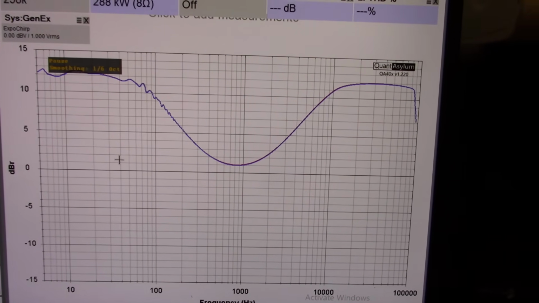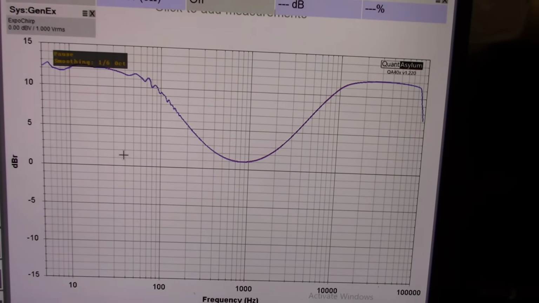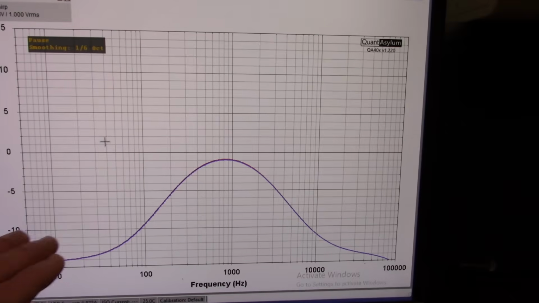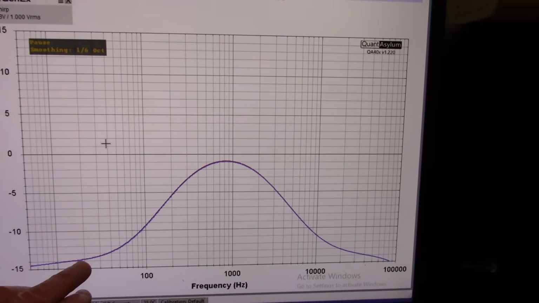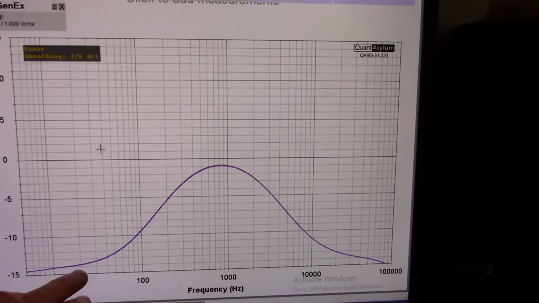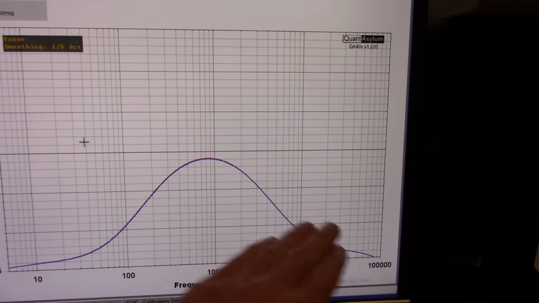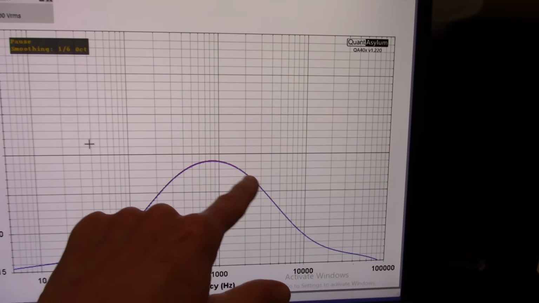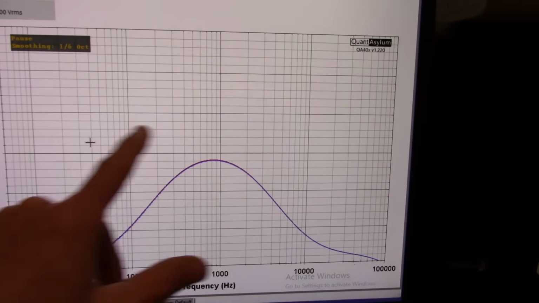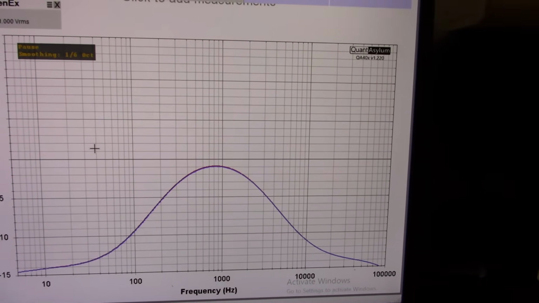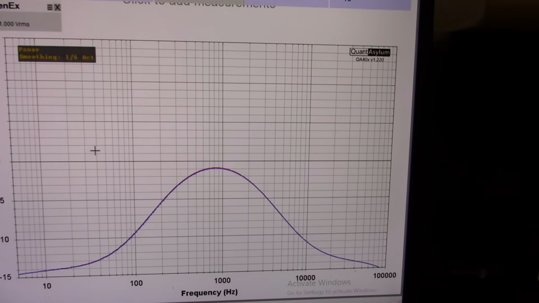So let's turn them all the way counterclockwise and see what it looks like. Okay, so we're getting a little bit more than 12 dB cut, close to 14 on the bass and treble side. And again, it's not affecting the mid-range that much. It's only minus 1 dB. So I'd say that's pretty good tone control action there.